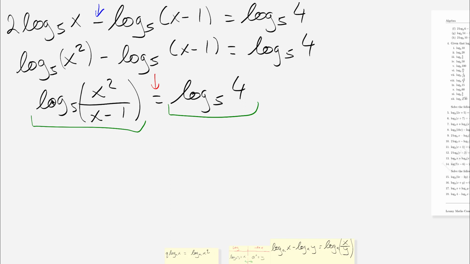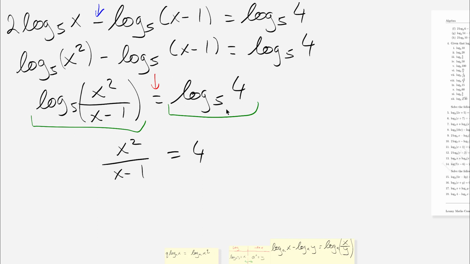That's what this equals sign means. Now we know that log to the base 5 and log to the base 5 mean the same thing. So if log to the base 5 and log to the base 5 mean the same thing, and both sides are equal to each other, then it must be the case that x squared over x minus 1 equals 4.